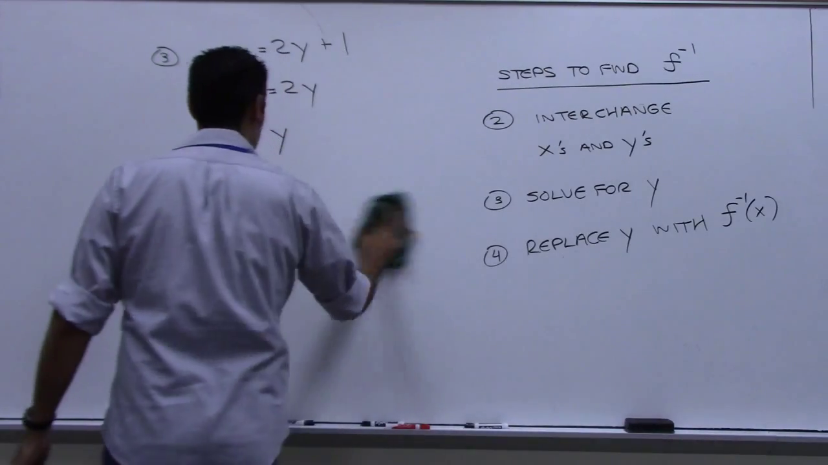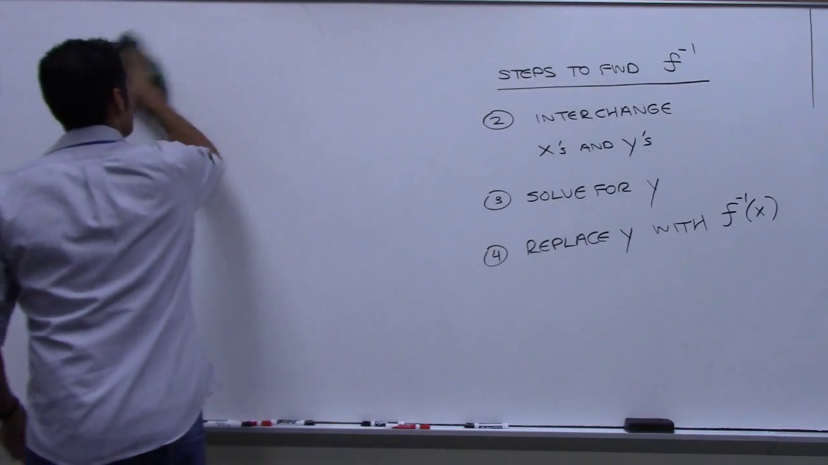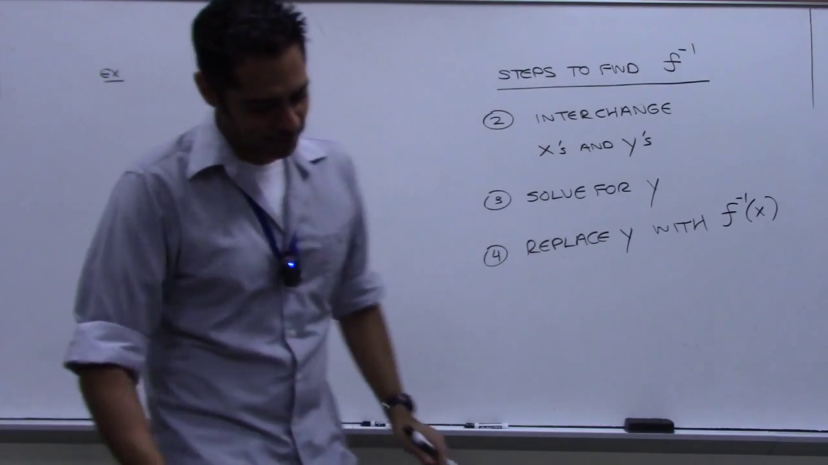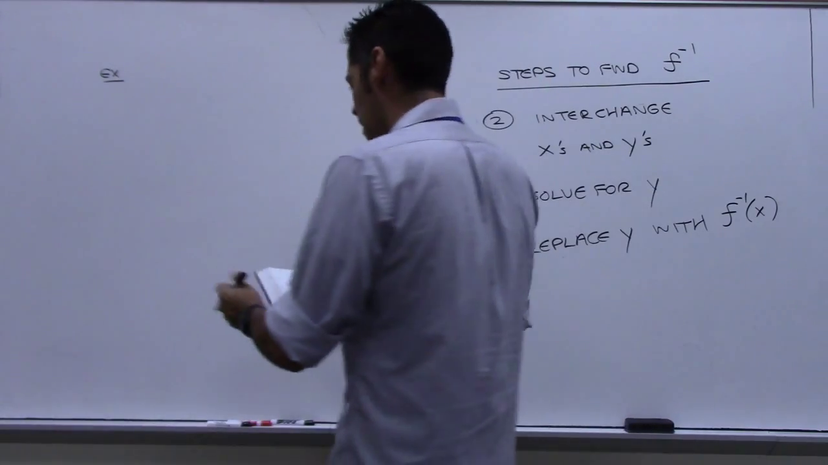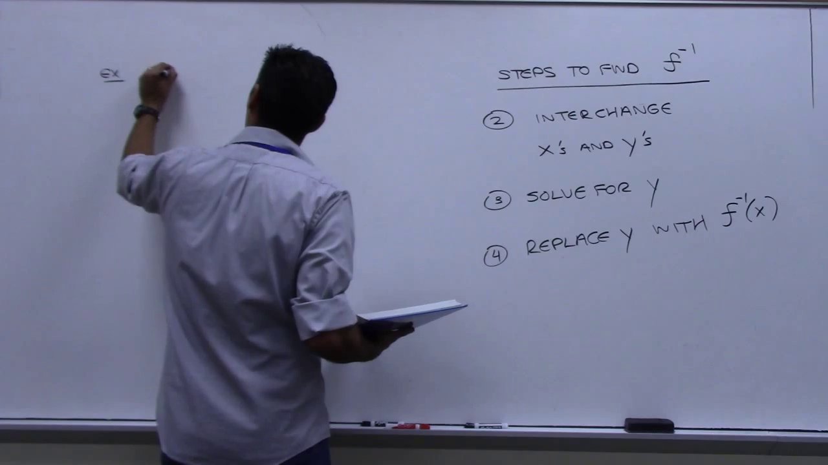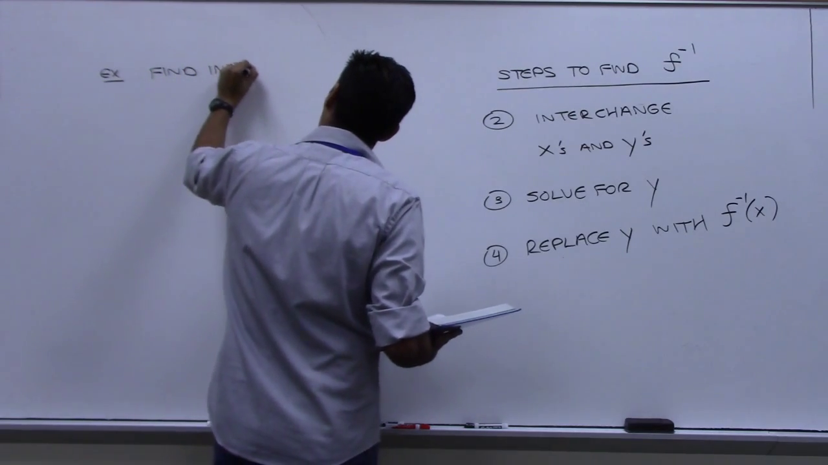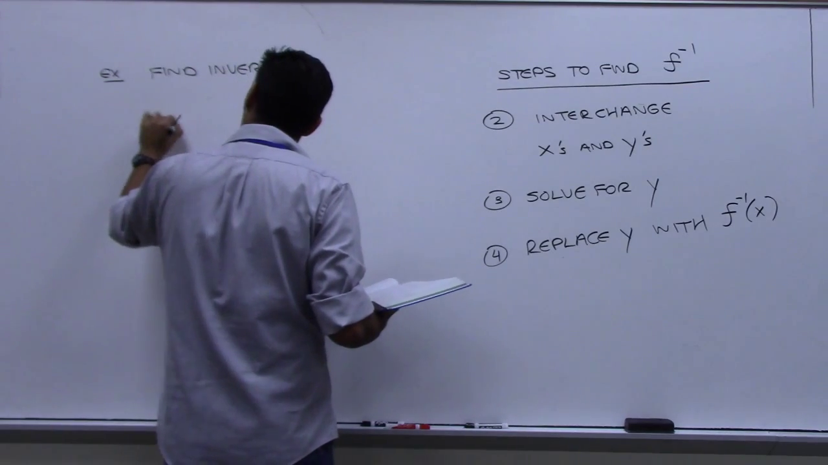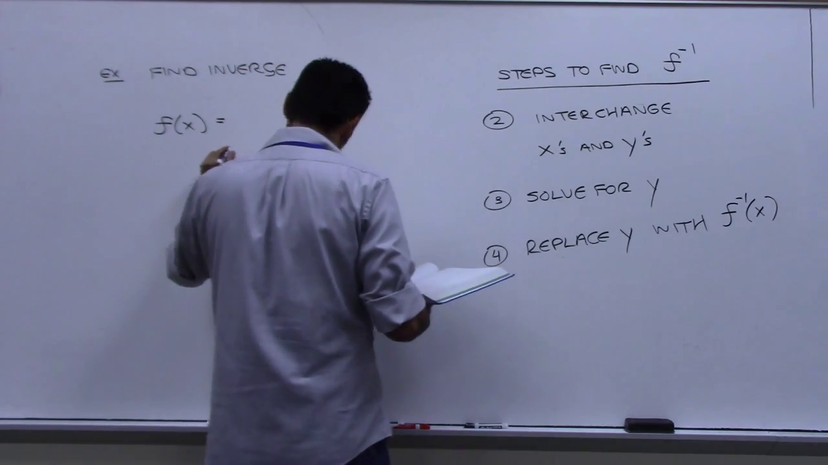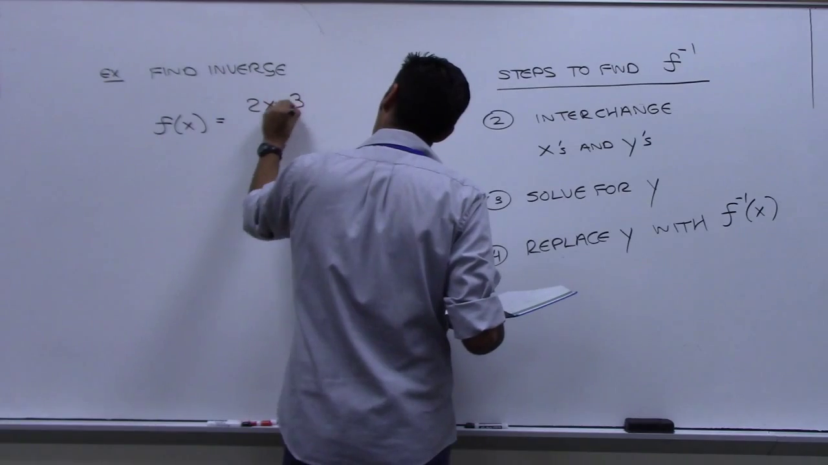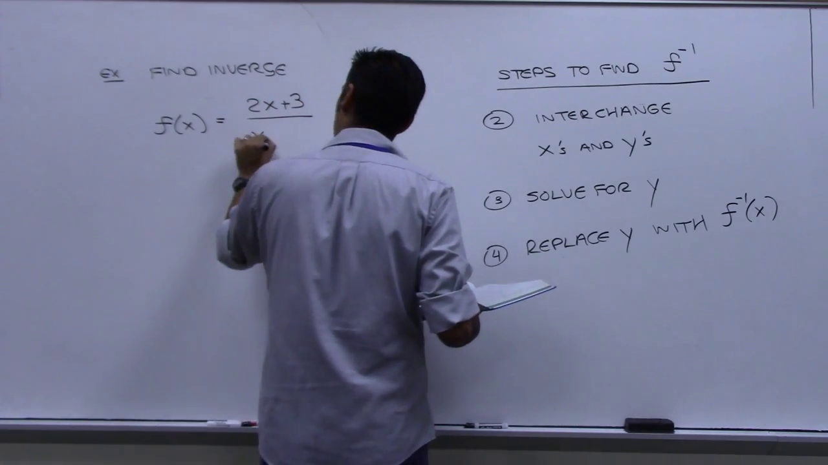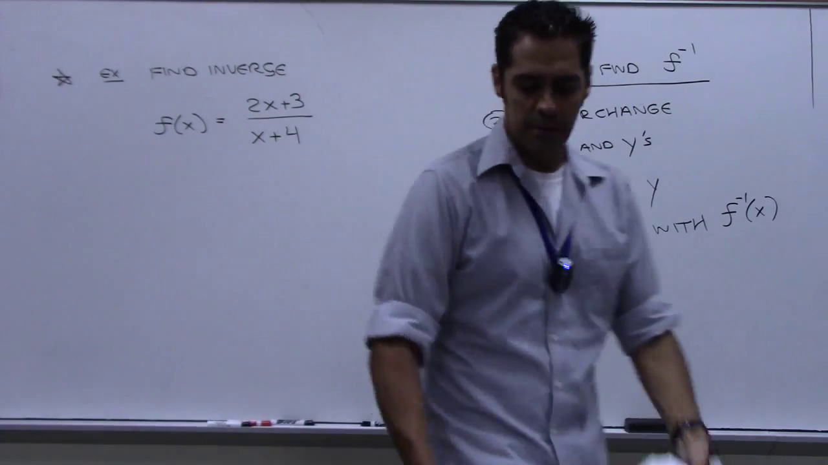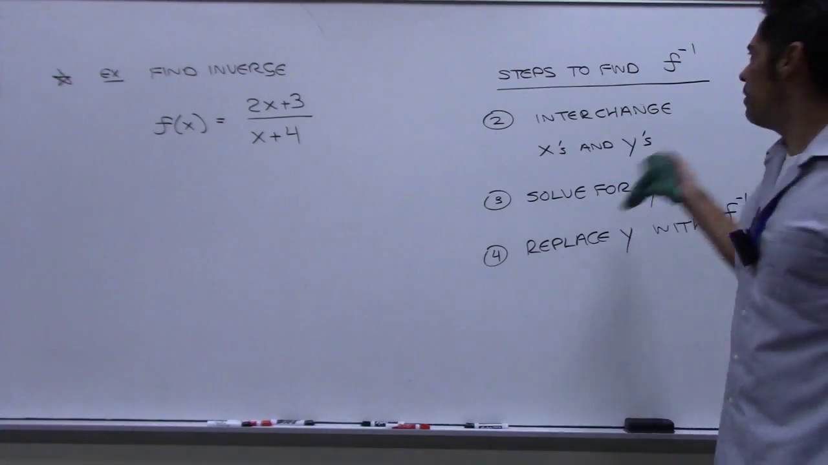So let's see it. How about on that one we just did? How about not? Let me think about that. No, we'll do it. So how about this one? Find the inverse of f of x equals 2x plus 3 over x plus 4. I can pretty much guarantee you one like this on a test. That's what the little star is over there.